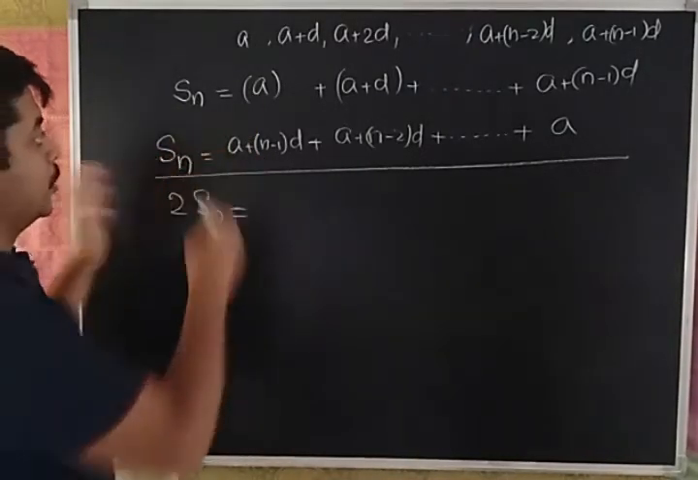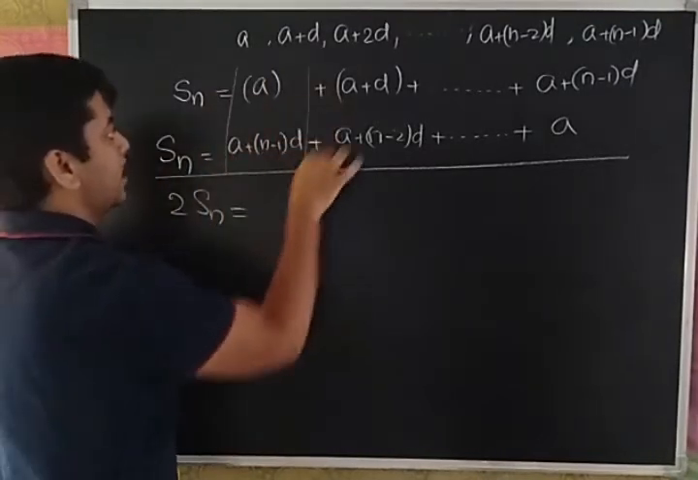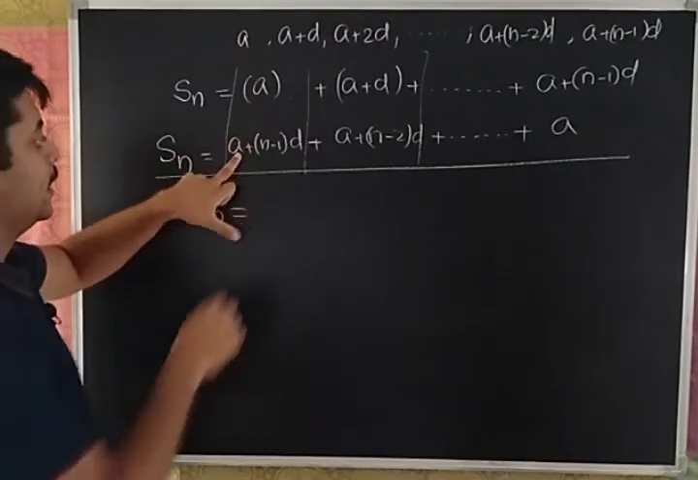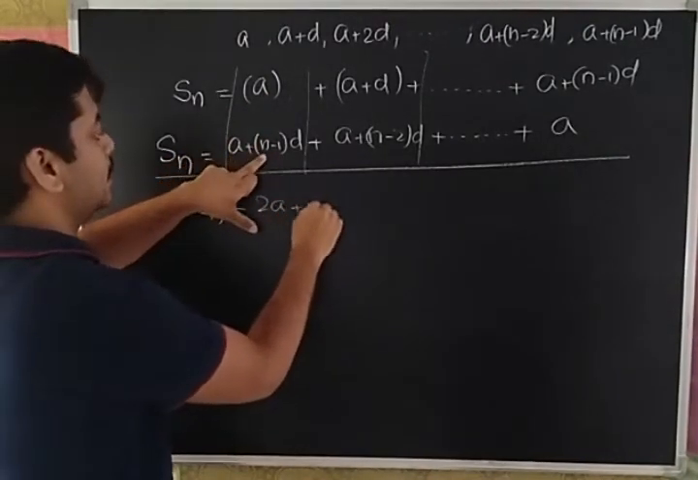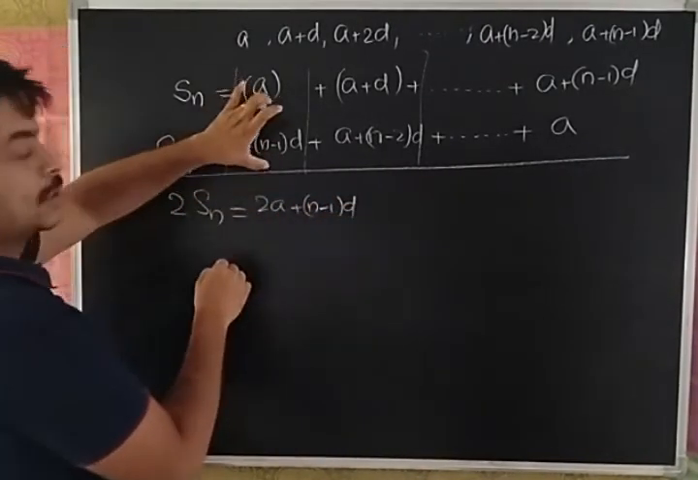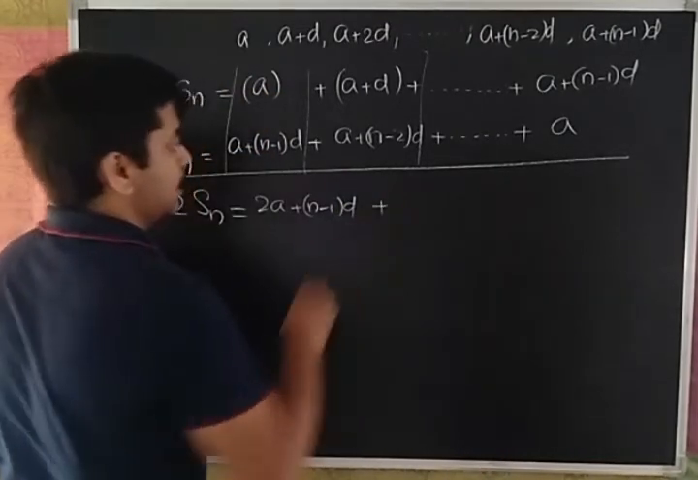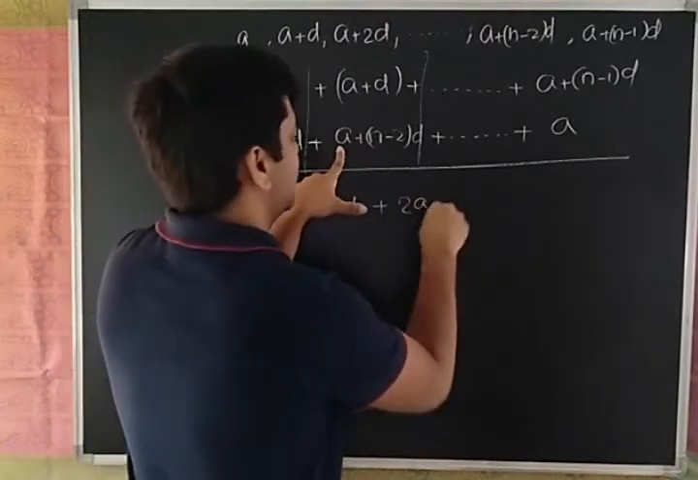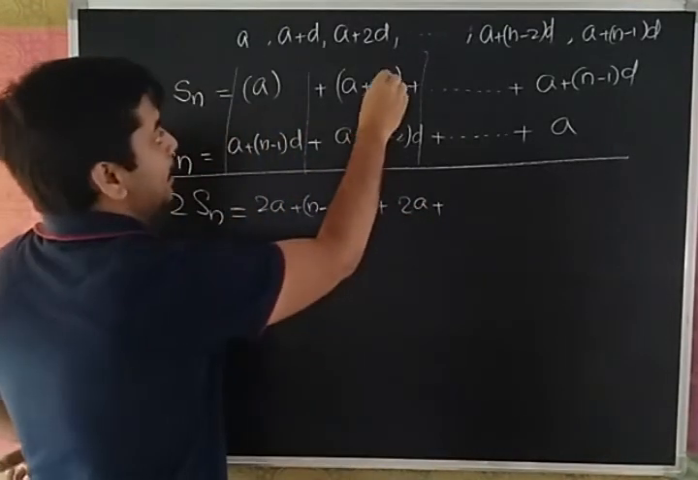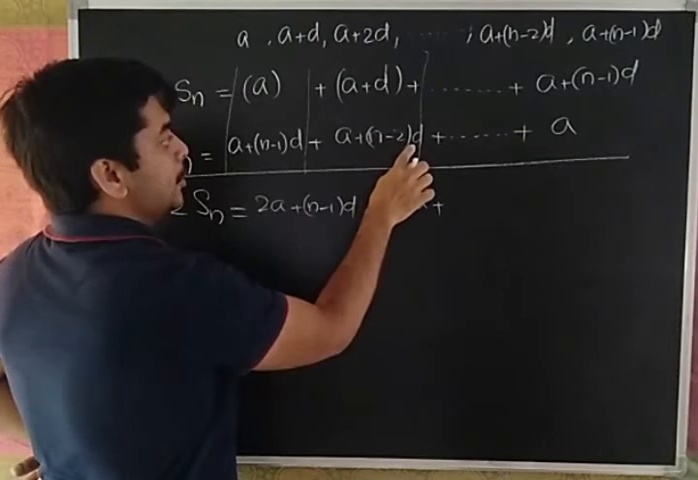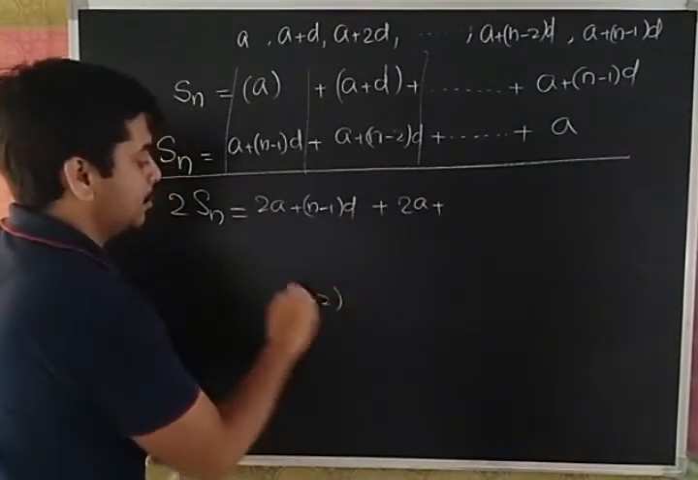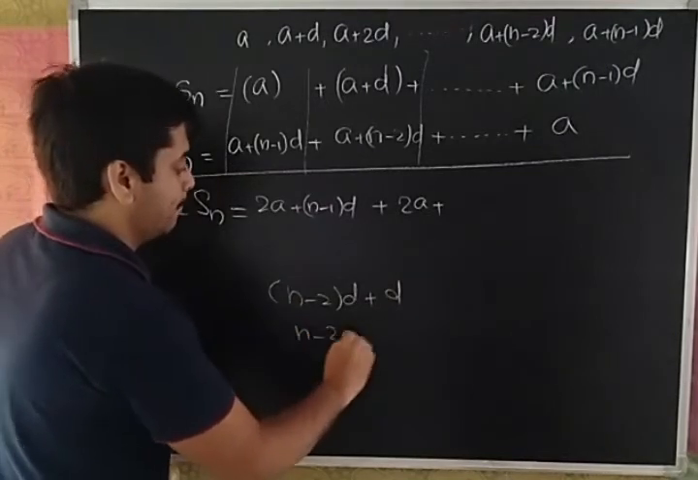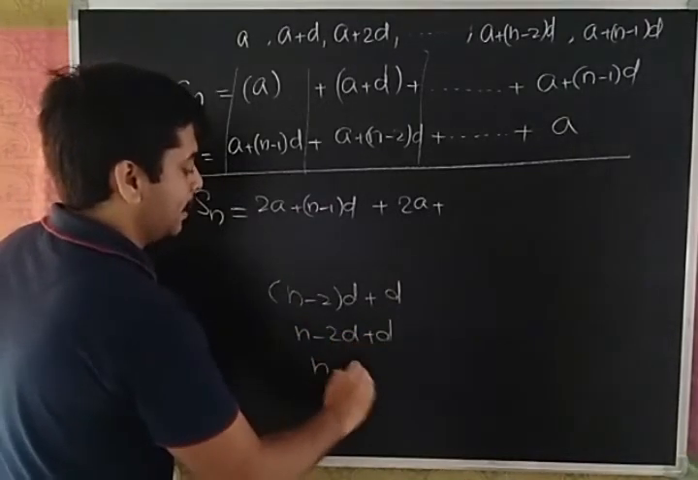You add correspondingly. You add these two. I will tell you why. A plus A is 2A, plus n minus 1 into D. That is the first, these two. Plus, what about this one? A plus A is again 2A, plus D and n minus 2 into D. N minus 2 into D plus D, so it is n minus 2D plus D, which is n minus D.